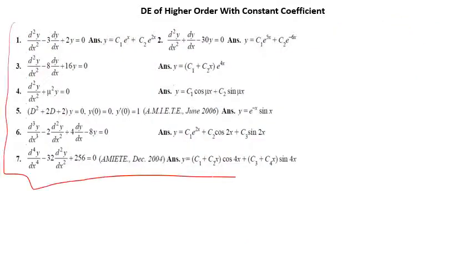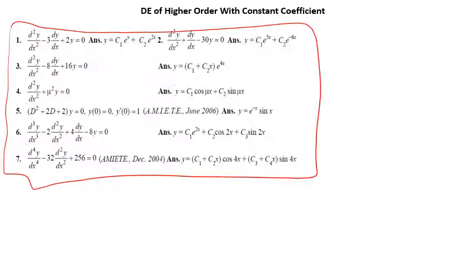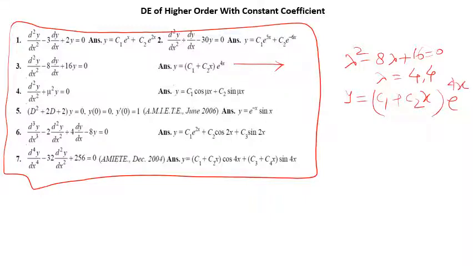Here are some exercises which are given that you have to solve. Some problems I am going to solve. For example, consider problem number 3. The auxiliary equation is lambda square minus 8 lambda plus 16 is equal to 0. Then lambda is equal to 4 and 4. Then the solution becomes y is equal to (c1 plus c2 x) into e to the power 4x.